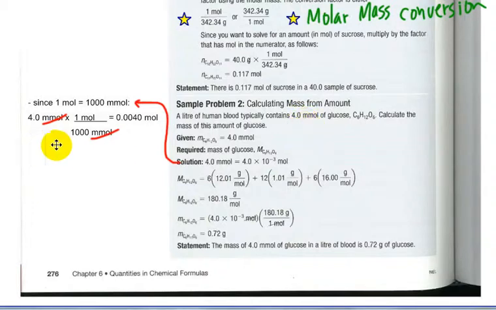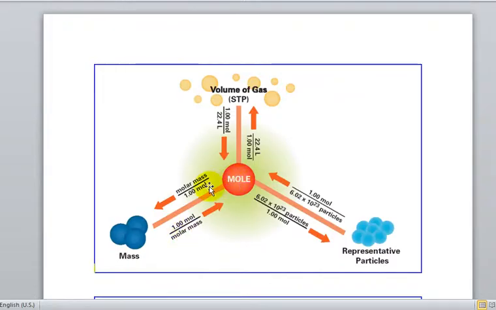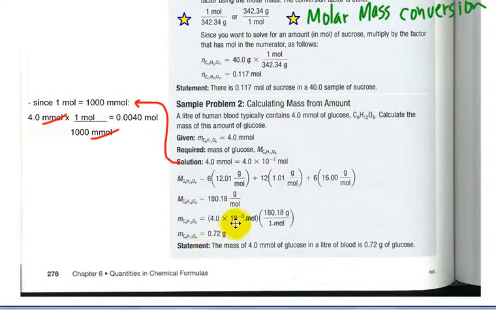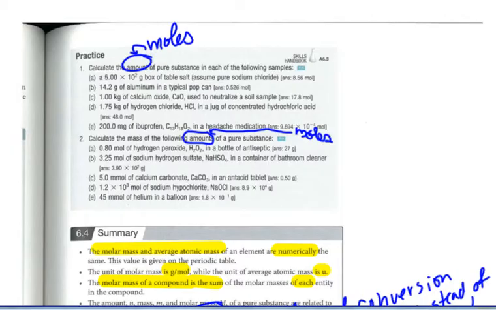This time we're going from moles to grams. This time we multiply by grams divided by moles, which makes sense because we want to cancel the unit of moles and end up with grams. 0.72 grams. 2 sig figs, because 4.0 is 2 sig figs.